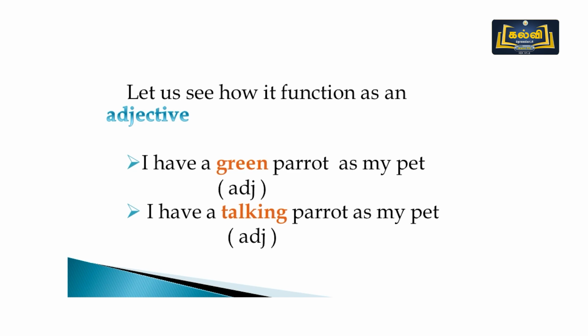I have a talking parrot as my pet. Here the finite verb is have, and the non-finite verb functions as an adjective. Talking parrot. The talking is in ing form. It is a verb, but it doesn't act as a verb, it acts as an adjective.